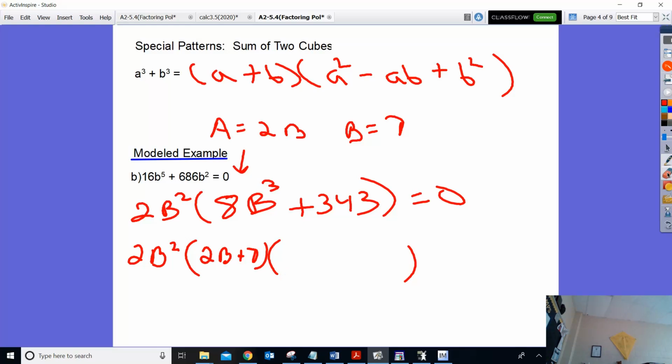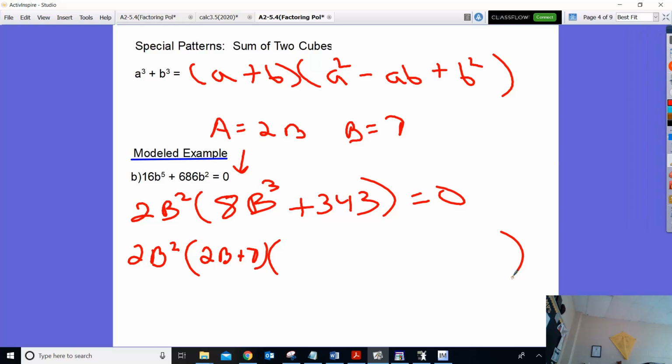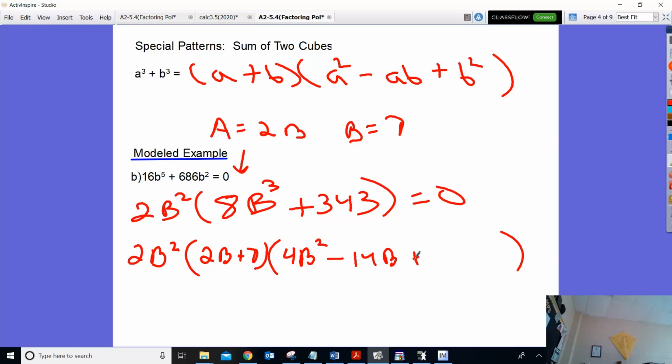Now the second piece, what do we do with that 2b? Square it. What's 2b times 2b? 4b squared. What do we do with 7 and 2b? Multiply. Minus 14b. What do we do with that 7? Square it. You care about this last set for answers? No. You care about the first two sets, actually.